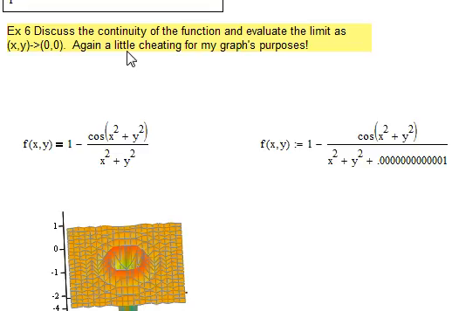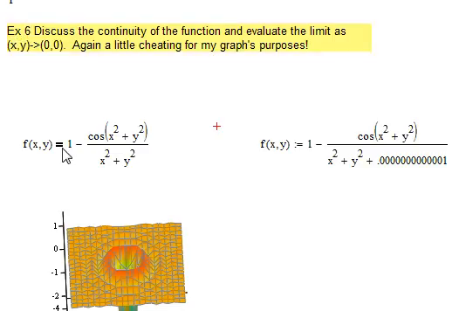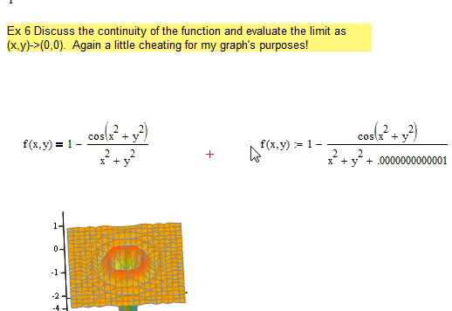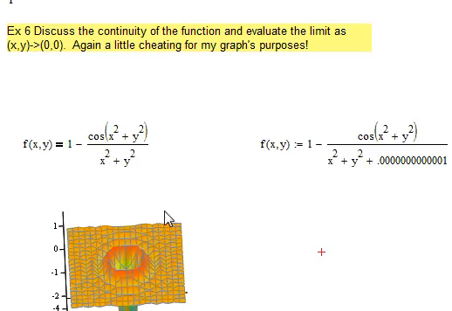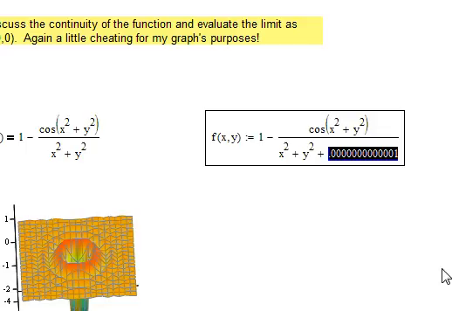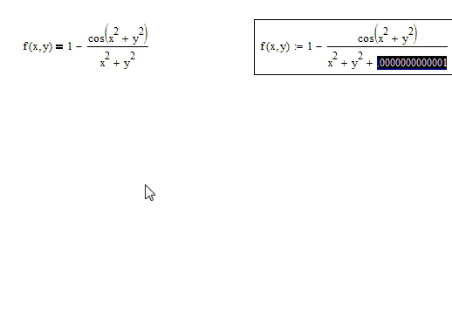So here's another one. Discuss the continuity of the function and evaluate the limit as xy approaches the origin. Again, a little cheating. This time I think I can actually get this graph to draw pretty well. I say f of xy is 1 minus cosine of x squared plus y squared over x squared plus y squared. Again, at the origin we've got a problem, because if x and y are both 0, then we have something divided by 0, and that's not a good thing. Again, I cheated a little bit with a graph here and added something so I wouldn't get 0 in the denominator, but I do get a tiny number. And here's what the graph looks like.